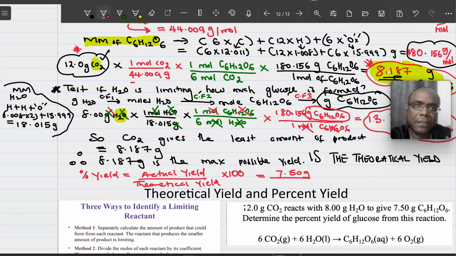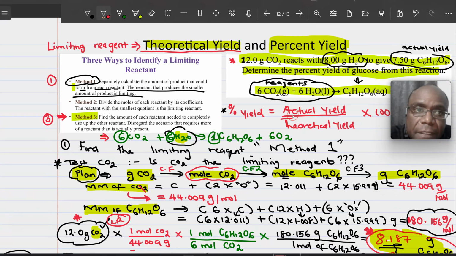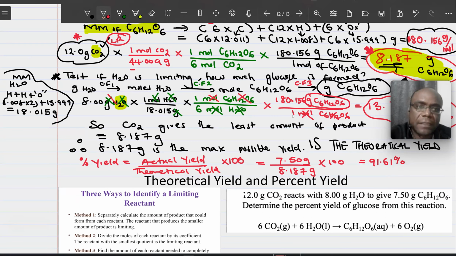Our theoretical is what came from our limiting reagent, the CO2. The least amount that we could get from one of the reagents was 8.187, and the reagent that enabled us to get the least amount was CO2. So CO2 is the limiting reagent. Then multiply by 100. I'm getting 91.61%. The question has the values given in 3 significant figures, so this in 3 sig figs will be 91.6%.